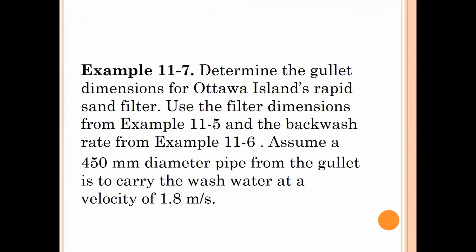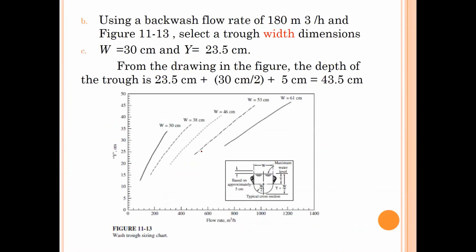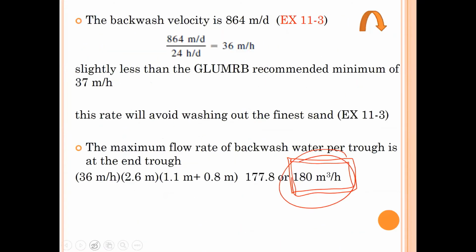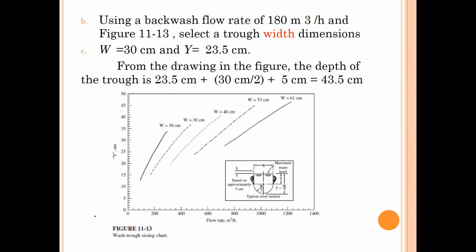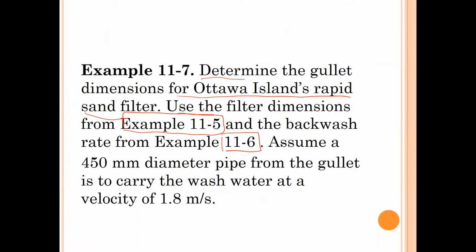This is example 11-7, which says determine the gullet dimension for the Ottawa Island rapid sand filter. Use the filter dimension from example 11-5, which we have already solved, and the backwash rate from example 11-6. The backwash rate is already calculated there. So we have this one and the data from 11-5. Now we have some more.